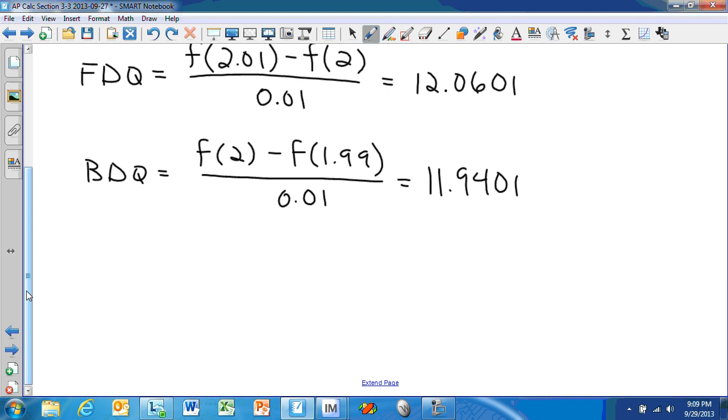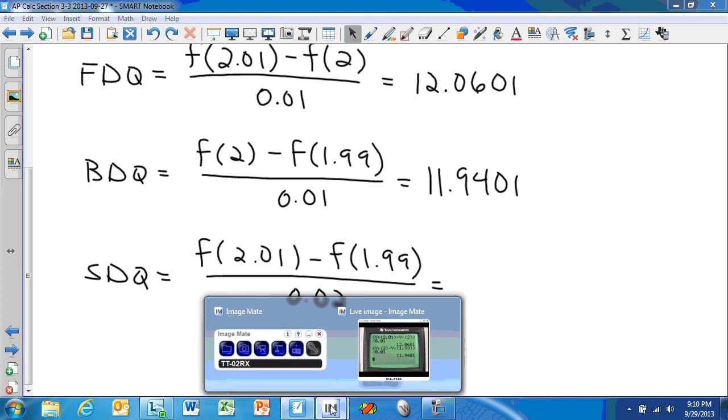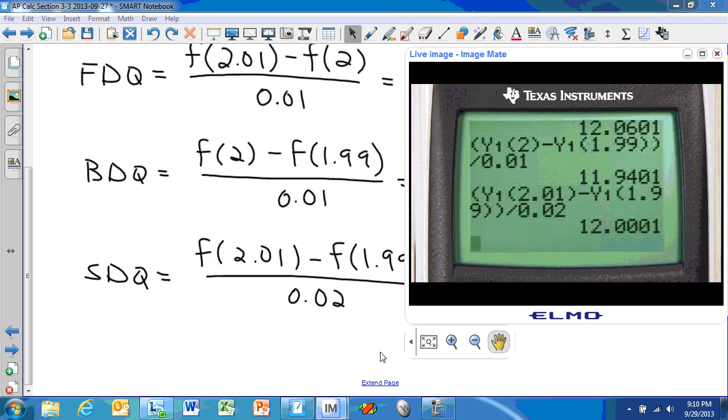And now let's calculate the symmetric difference quotient, which is f of x plus h, that's f of 2.01, minus f of x minus h, that's f of 1.99, divided by 2h, that's 0.02. We've got our formula written down, and that's our work. We're going to let the calculator do the work of crunching this for us. Just make a couple changes in our equation and press enter. We get 12.0001.